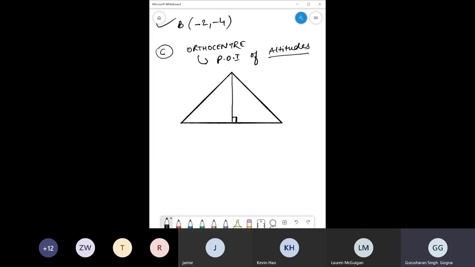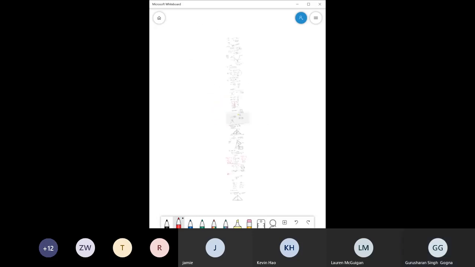Now this point doesn't need to be a midpoint because we just want to draw a perpendicular. So it can be anywhere depending on the size of the triangle or the length of the sides. Similarly, let's say another altitude is here.